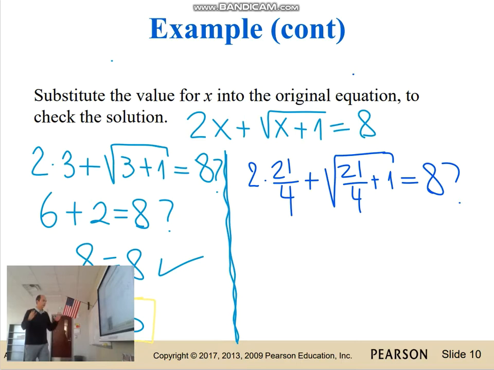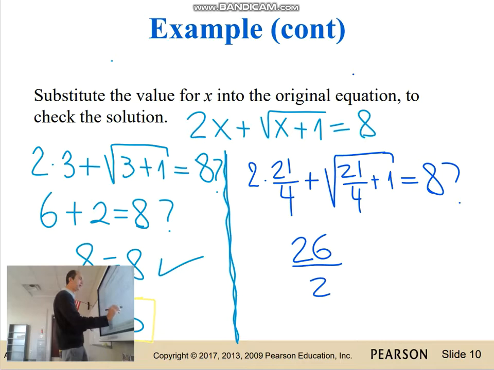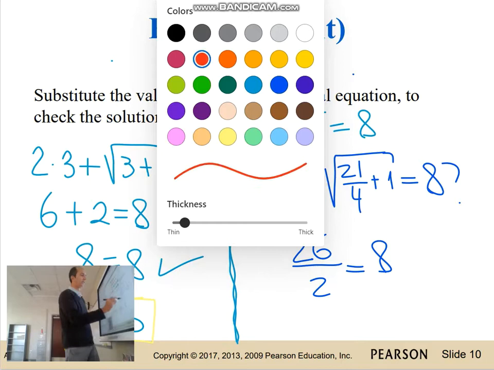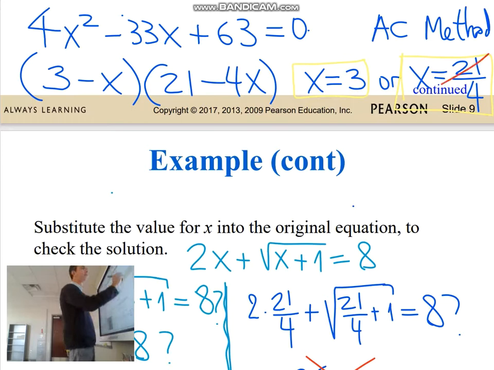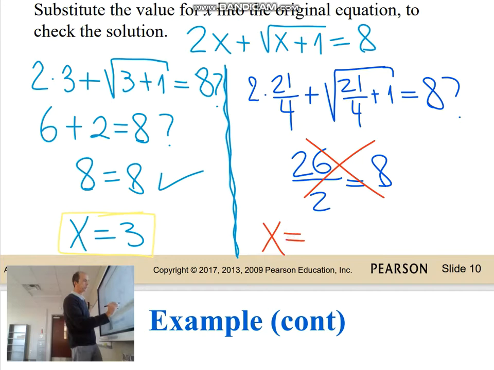Do all the simplifications, and at the end, let me just skip a few steps, but remember, we have to simplify this thing. At the end, you're going to find something like 26 over 2 equals 8, okay? After all the simplifications, you find 26 over 2 equals 8. What do you think? Is this right or wrong? No, this is wrong, this is not true. That means this solution here, 21 over 4, is not a solution. That's right. x equals 21 over 4 is not a solution.